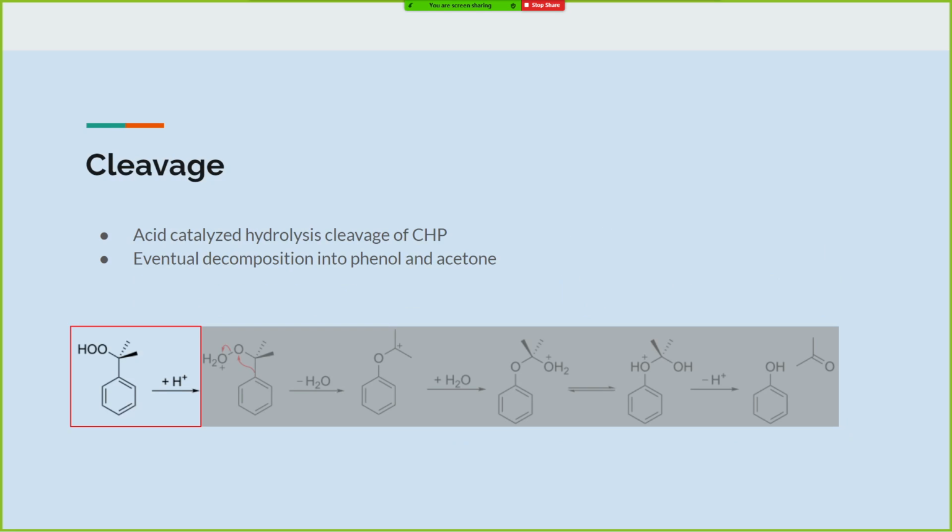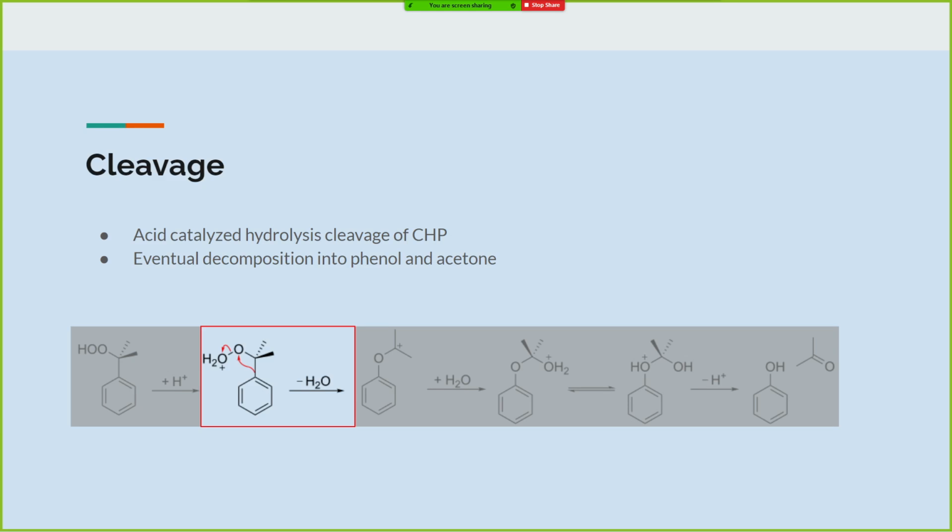The next step of the process before we get to the formation of BPA is the cleavage step. Now, this cleavage occurs under an acid-catalyzed hydrolysis of the CHP molecule. So what first happens is an acid, which usually in industry is sulfuric, donates a proton to the terminal oxygen on the peroxy group on the cumene molecule, and which forms a water. And as we know, water is a good leaving group, and good leaving groups leave.